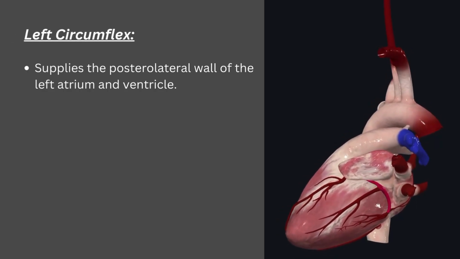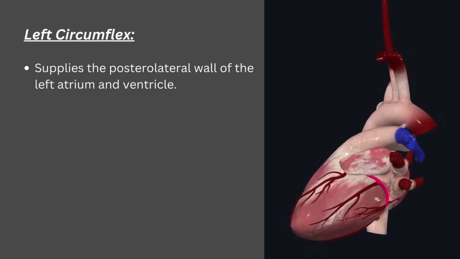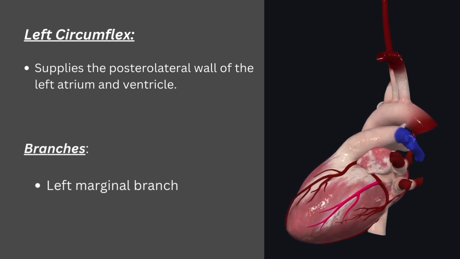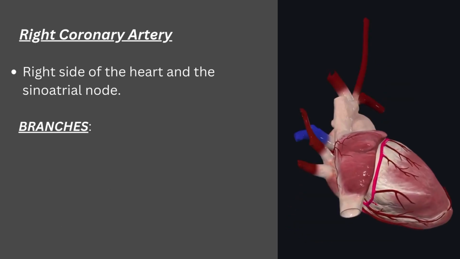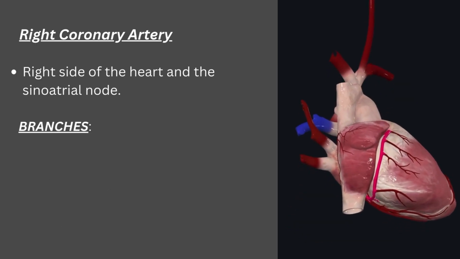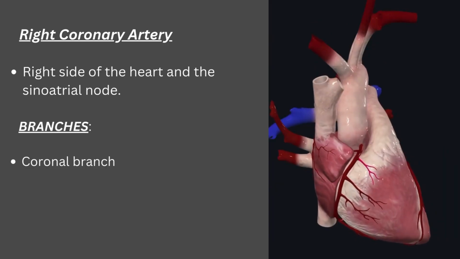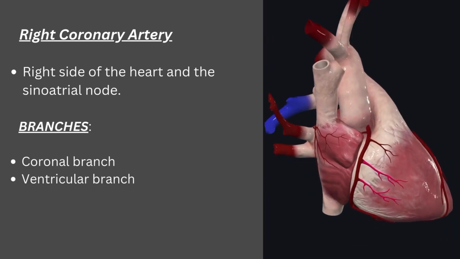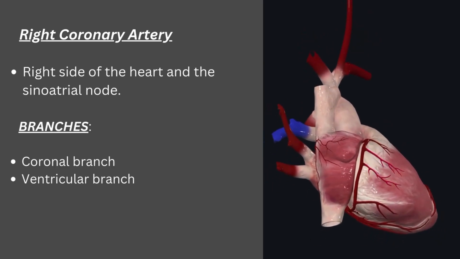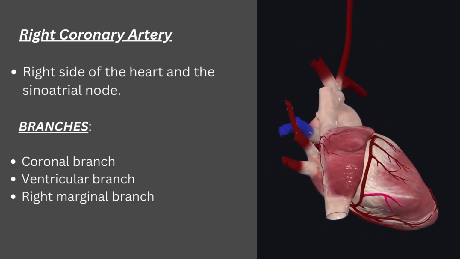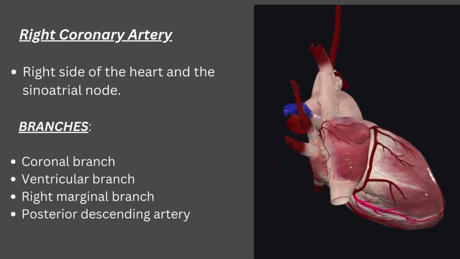The left circumflex artery supplies the posterolateral wall of the left atrium and ventricle. It gives a left marginal branch and an inferior left ventricular branch. Meanwhile, the right coronary artery primarily supplies the right side of the heart and the sinoatrial node. It gives a conus branch, ventricular branch, right marginal branch, and posterior descending artery.